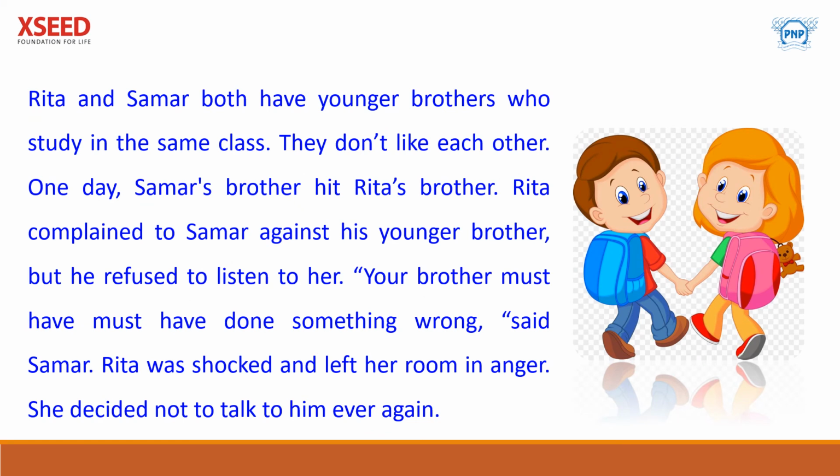Rita and Samar both have younger brothers who study in the same class. They don't like each other. One day, Samar's brother hit Rita's brother. Rita complained to Samar against his younger brother, but he refused to listen to her. "Your brother must have done something wrong," said Samar. Rita was shocked and left the room in anger. She decided not to talk to him ever again.